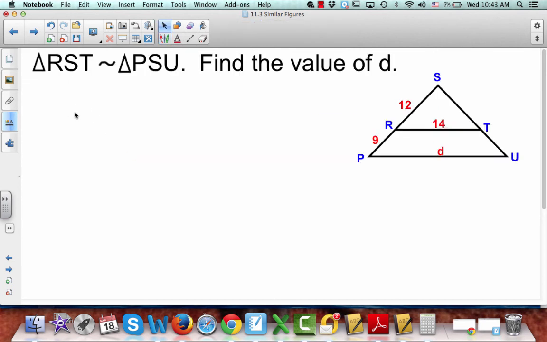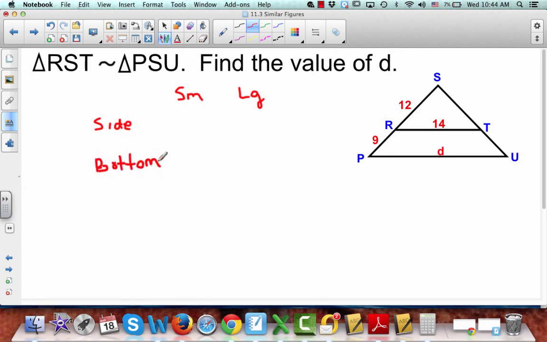Okay, triangle RST is similar. RST is right here. It's similar to PSU. So find the value of D. This one's done similarly to the one we just did, and I'm going to let you do it, but I'm going to help you set it up first. Remember, we've got a small triangle and a large triangle, so let's write that, small and large, and we're dealing with the sides and the bottom, a side and a bottom. Okay, so this is, and put our equal sign and our two lines here.